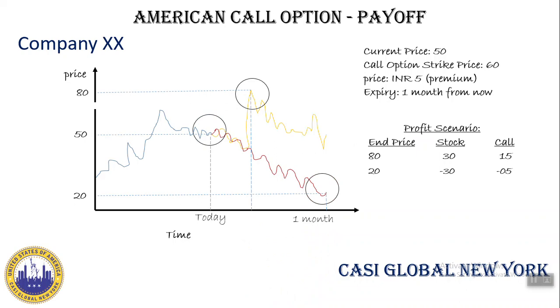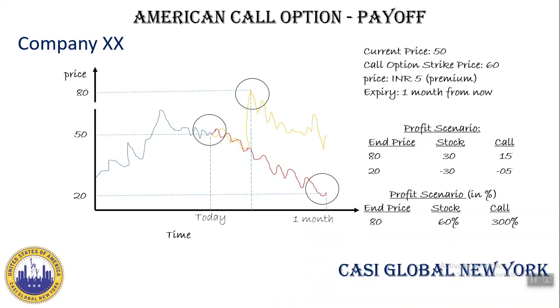But you should also look at the investment that you have made. In the cash market, you had to buy the entire stock for 50 rupees. Your initial investment was 50 rupees and you have made a profit of 30 rupees on 50 rupees. But if you look at the scenario under options, you have invested only 5 rupees, that is the premium, but the profit that you have made is 15 rupees. So let us look at percentage terms. What does it actually mean?